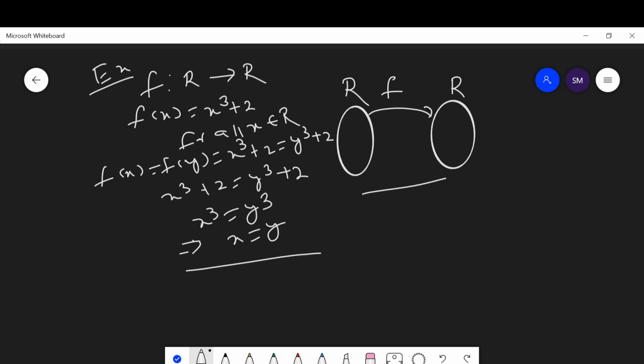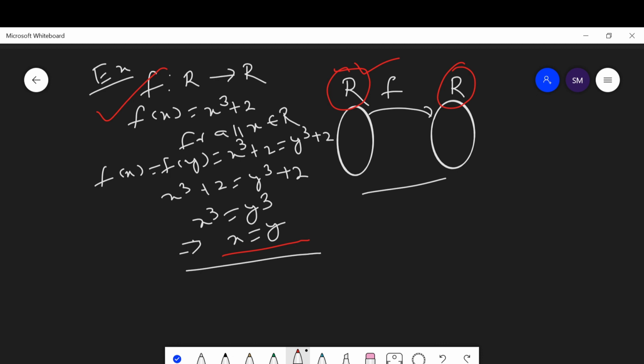Here it means a 1-1 function is a function in which different elements of set R have different images in set R. Here if the images are the same, then x and y are also the same, meaning x and y are not different elements of set R, they are the same element of set R. This is an example of a 1-1 function.